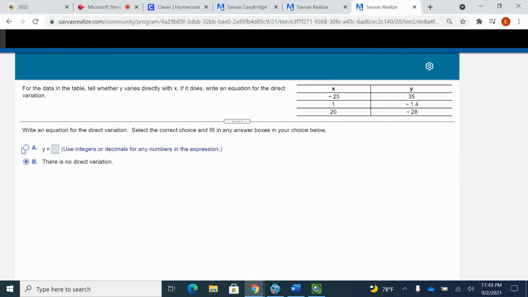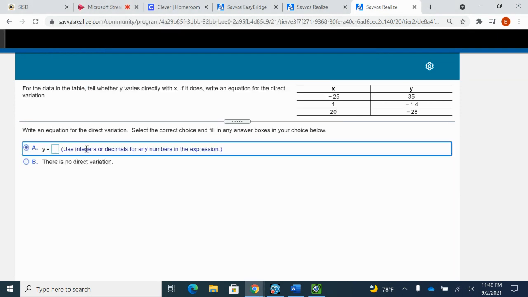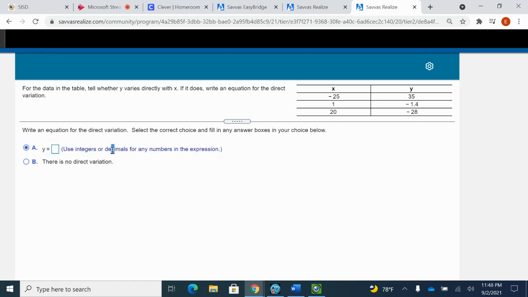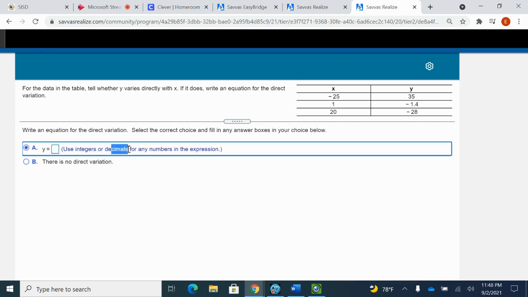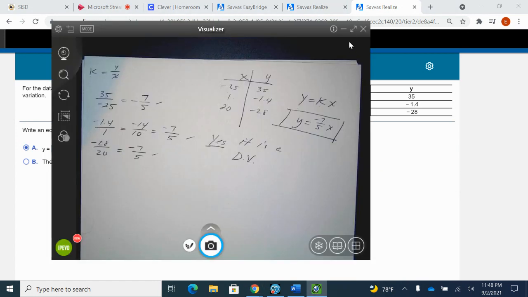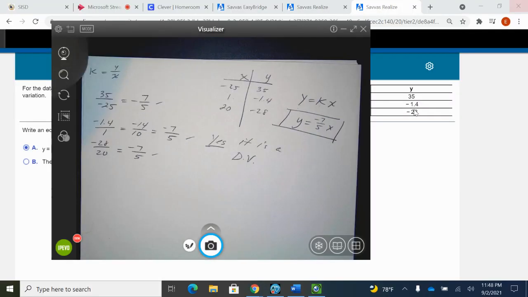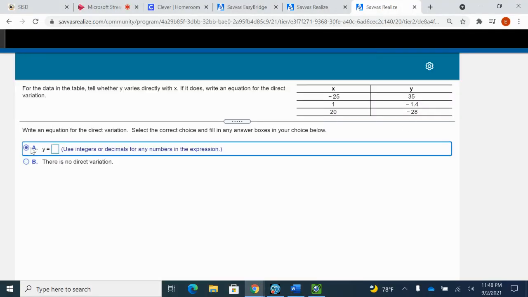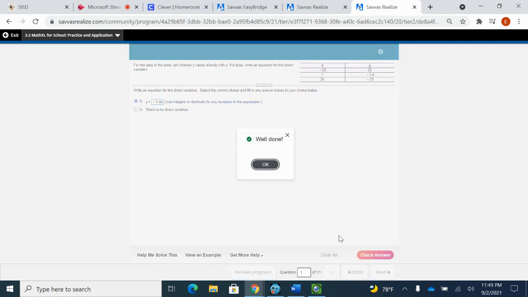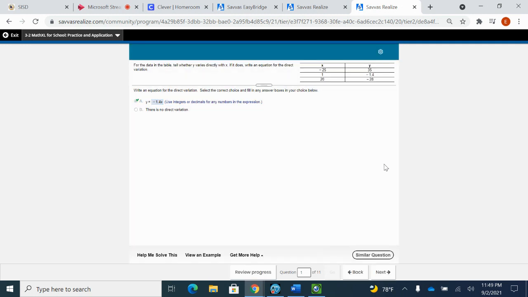All right, so here, again, it says use integers or decimals. So in this case, it wants you to use decimals. So make sure that you are entering in decimal form. Again, I did it in fractions because this is what we do. But in this case, if you turn all these into a decimal, you get a negative 1.4. So my equation is y equals negative 1.4x. Answer, there it is. All right, so that's problem number 1. Let's go to problem number 2.